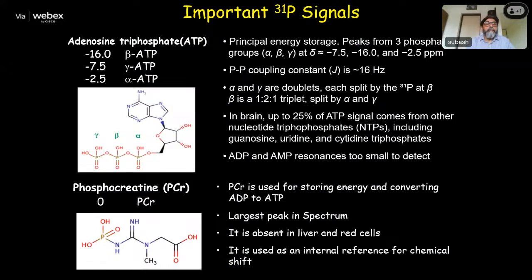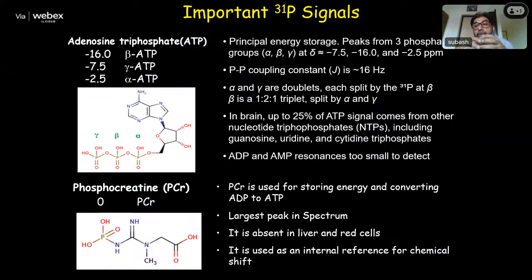So now, when we look at these metabolites, what do they signify? If you look at the adenosine triphosphate, as I told you, there are three phosphorus atoms, and corresponding to these three phosphorus atoms, you get three peaks. The chemical shift is: beta ATP is about minus 16 ppm, gamma ATP is minus 7.55 ppm, and alpha ATP is minus 2.5 ppm. And this is the principal ATP, you all know, it's the principal energy storage.